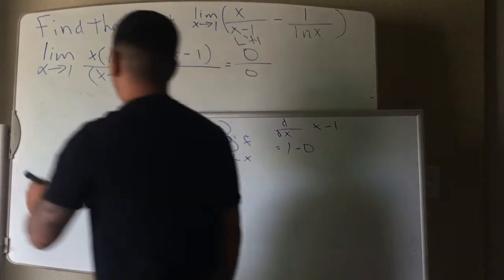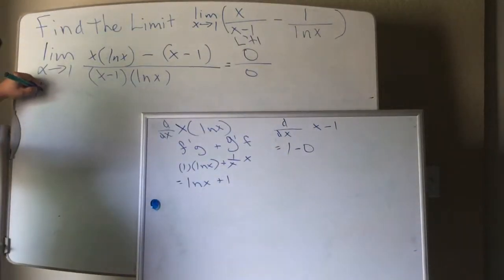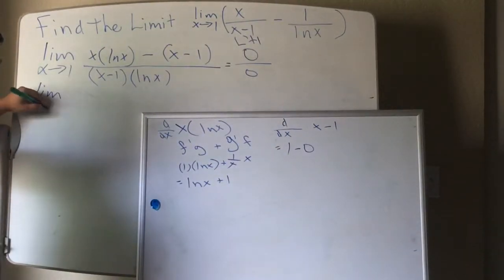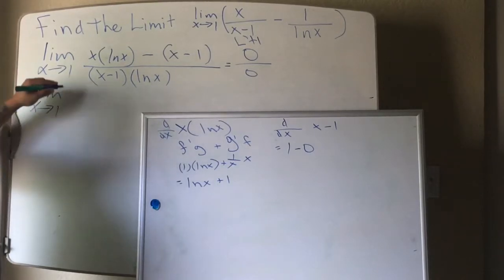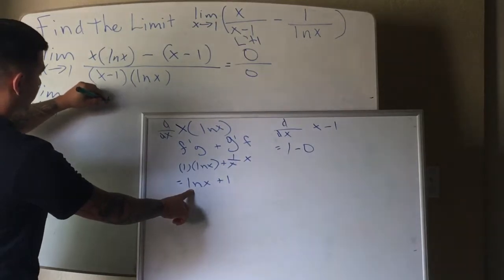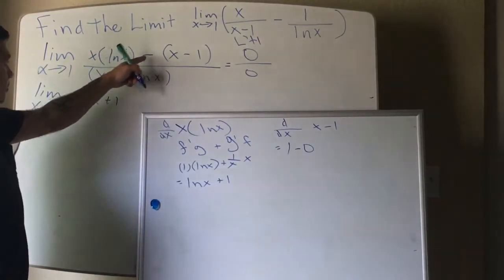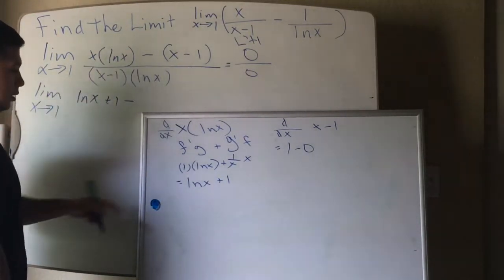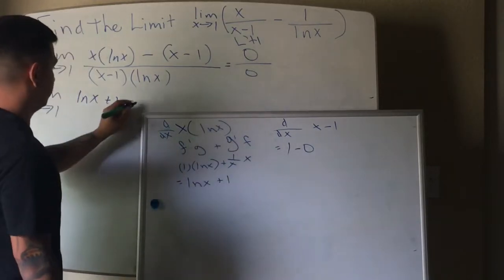So now we can rewrite the numerator as the limit as x approaches 1 of ln x plus 1 minus 1.